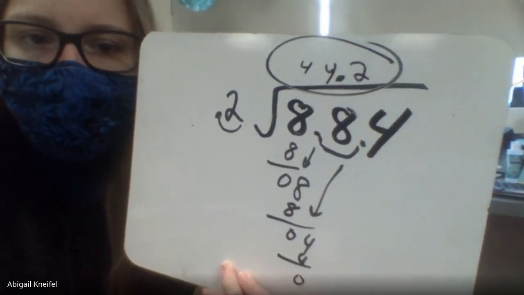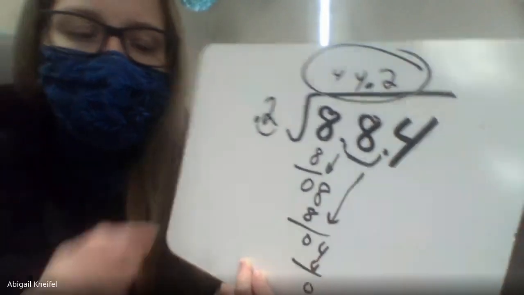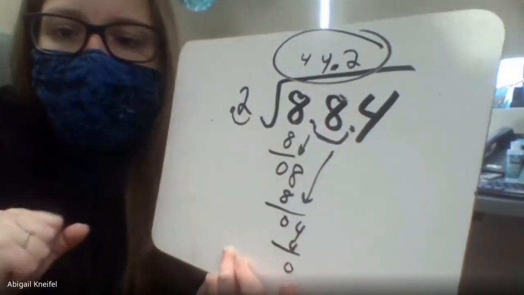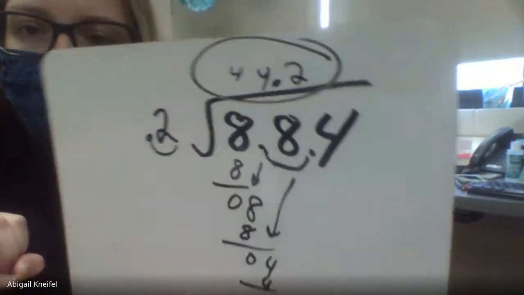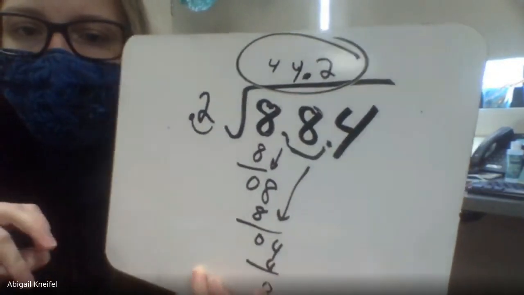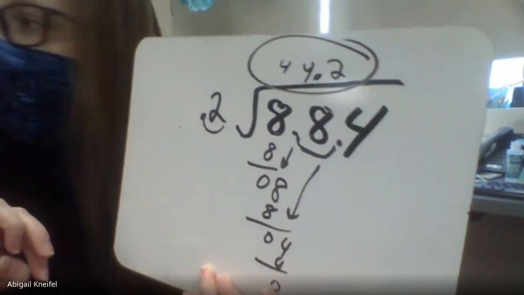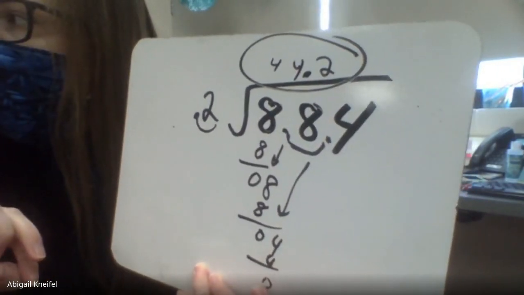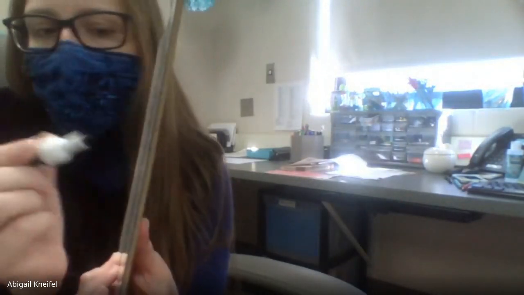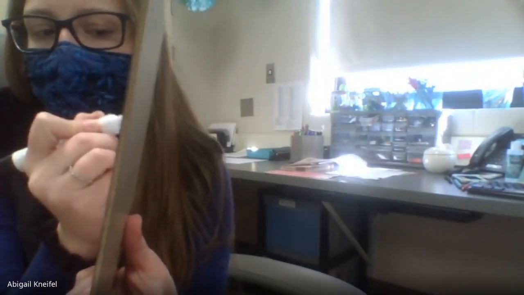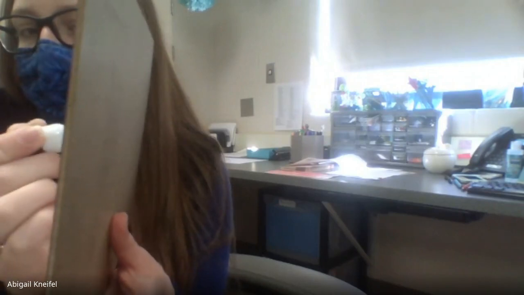My answer is 44.2. Make sure you put your decimal in the right spot because we had to move it back 1. So it's 44 and 2 tenths. So there's a decimal here, a decimal here. If I move it back from the first number, I have to move it in the second number.